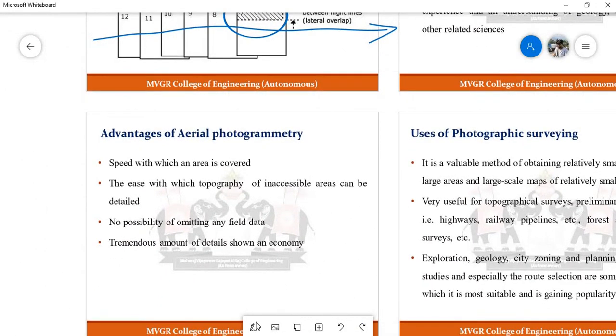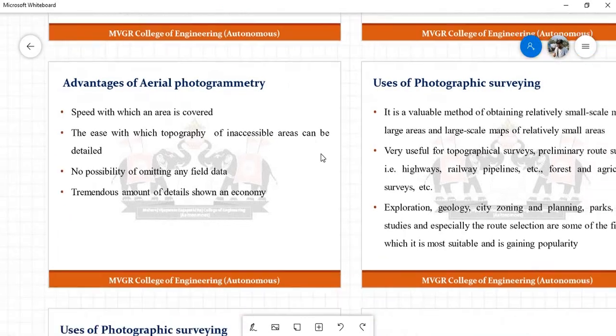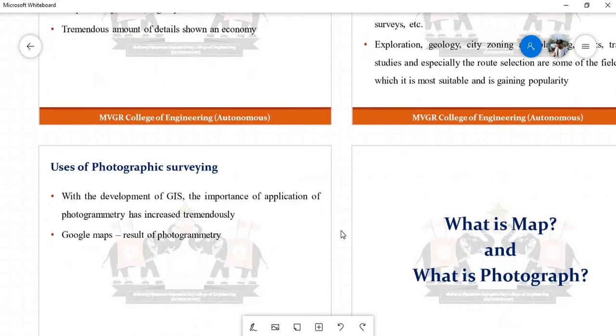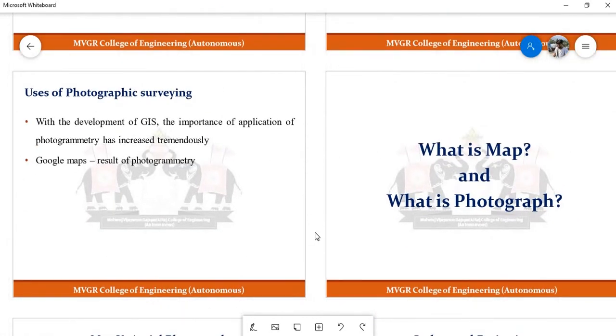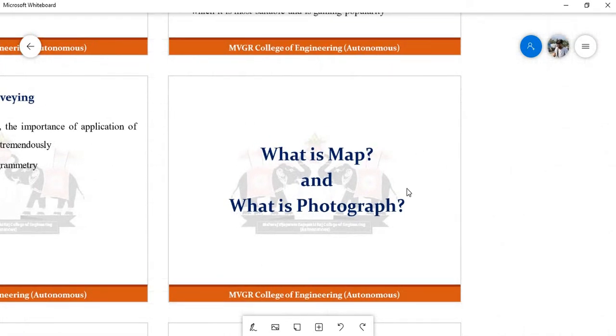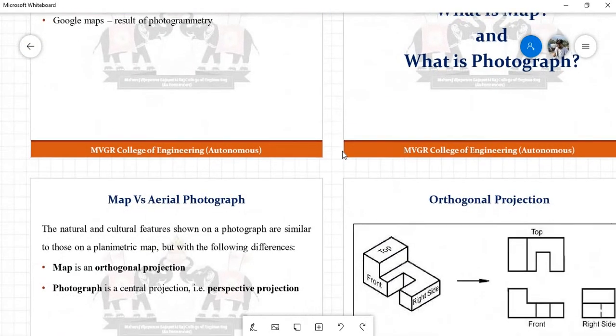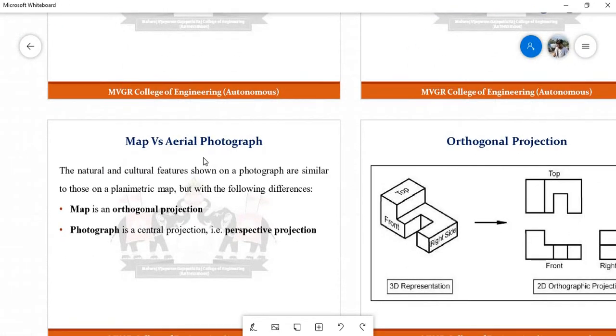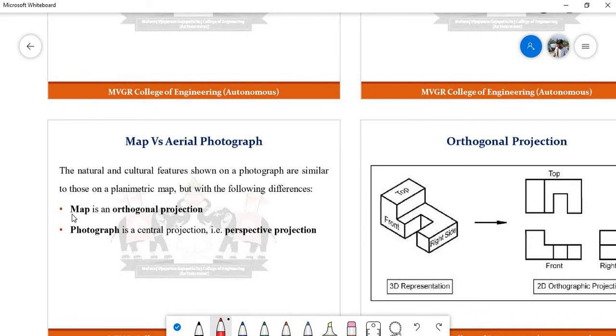So we have also seen the advantages of photogrammetry and the uses of photogrammetry surveying. Just go through it. Then the next topic we discussed in class is what is a map and what is a photograph. What is the difference between a map and a photograph? This is very important. A map is an orthogonal projection, whereas a photograph is a central projection or perspective projection.